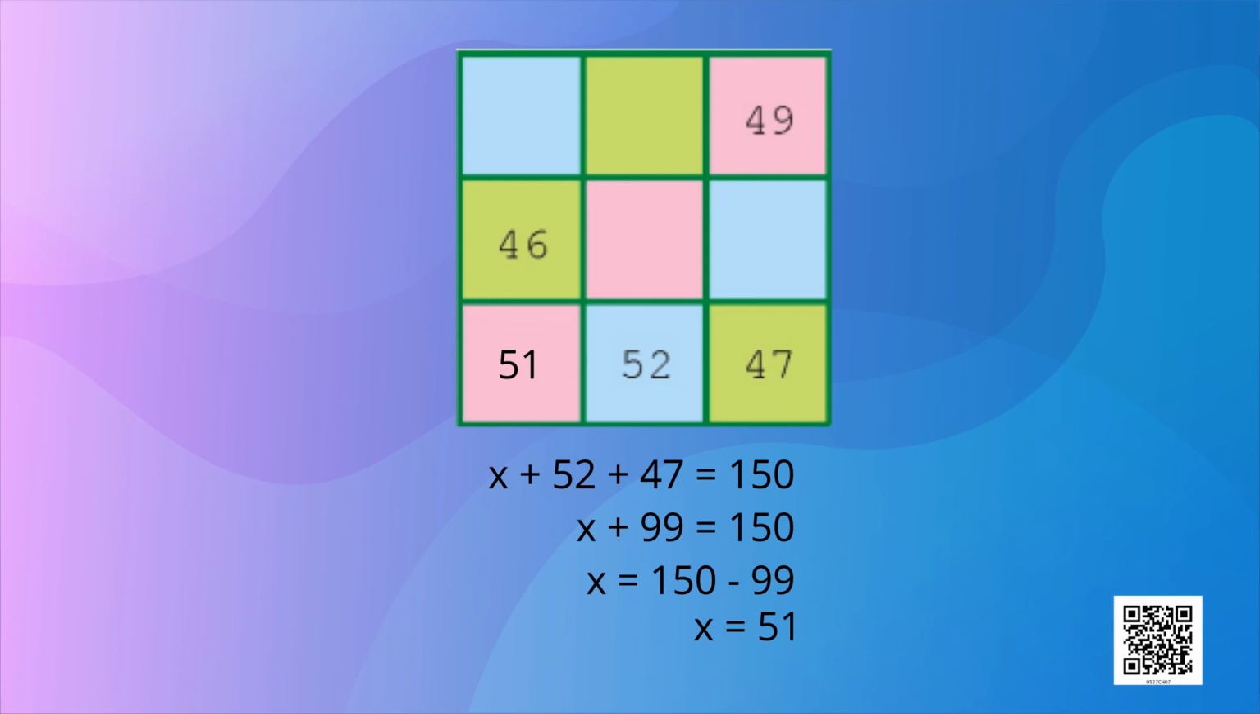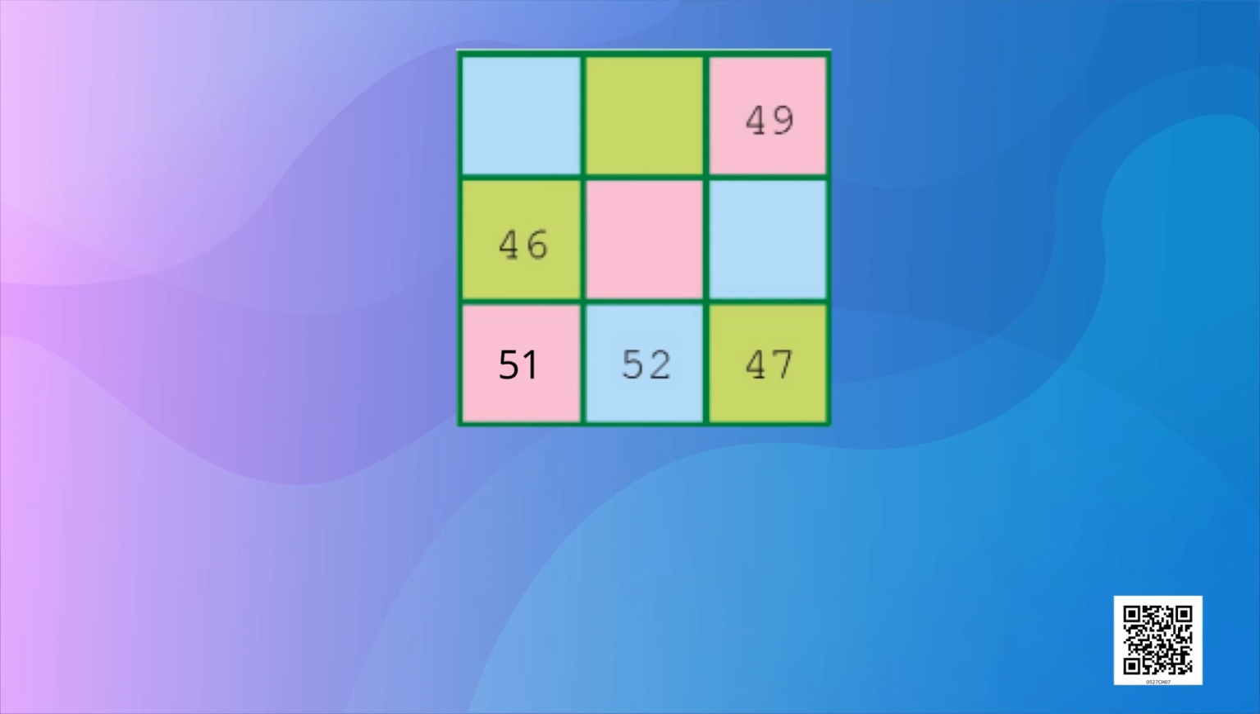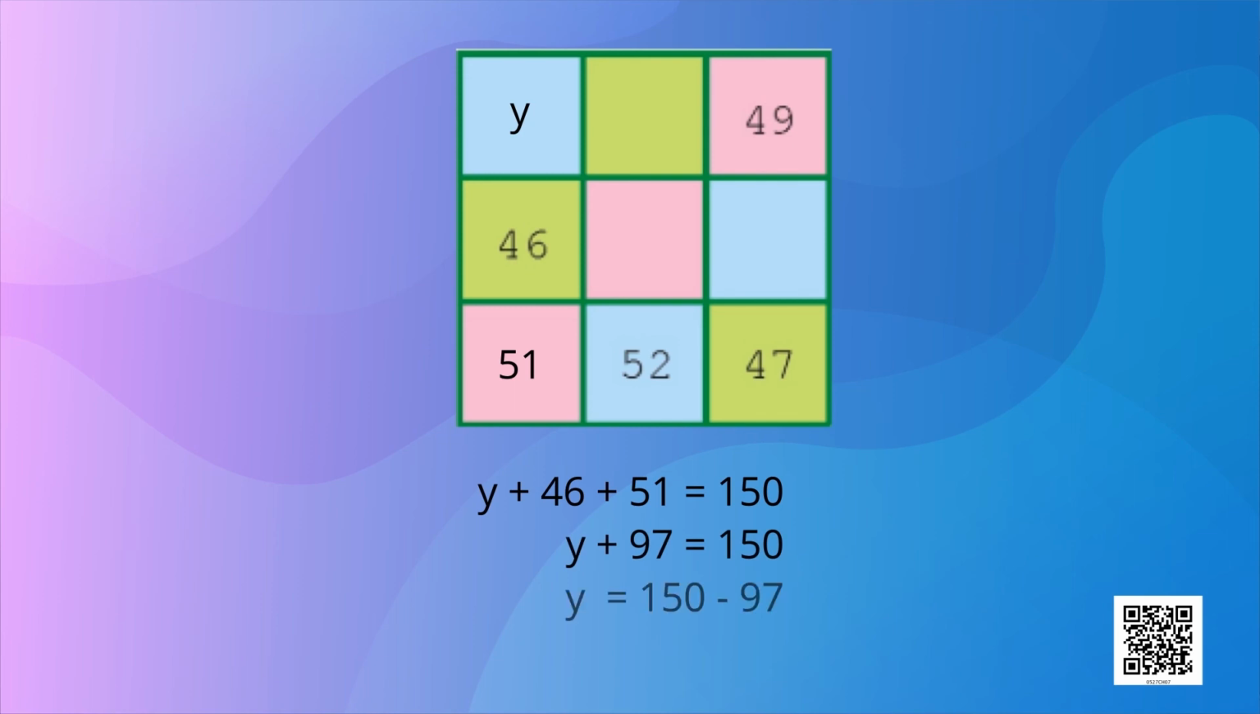Now since this line has two numbers, now we can use this. Now in the first column, let it be y. The number that is missing is y. Now y plus 46 plus 51 is equal to 150. Now this means y plus 97 is equal to 150. So y is equal to 150 minus 97. Therefore, number in the first box in first column is 53.